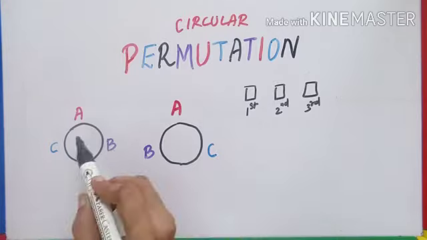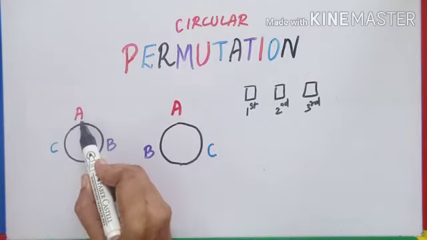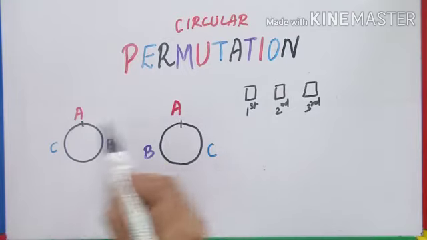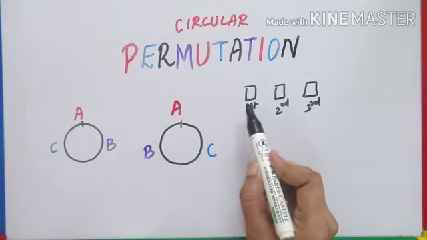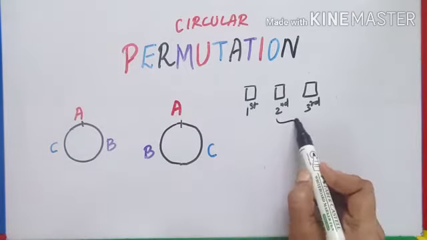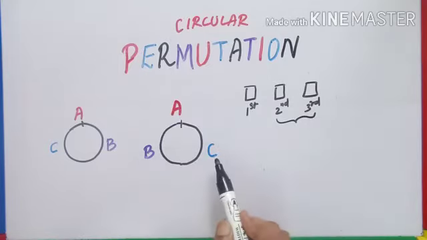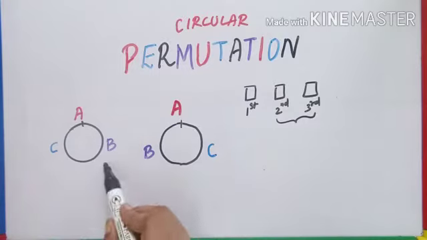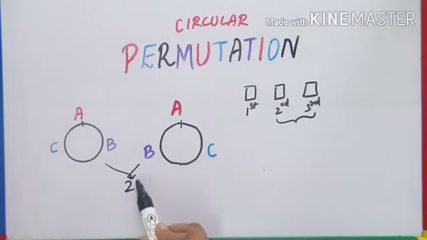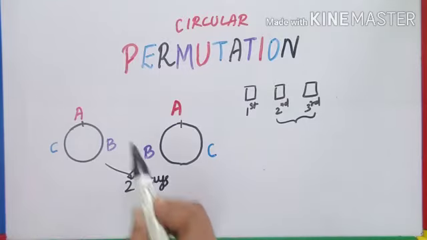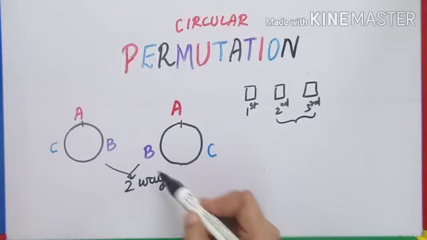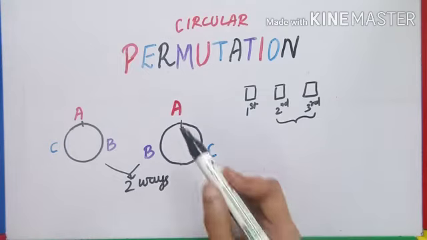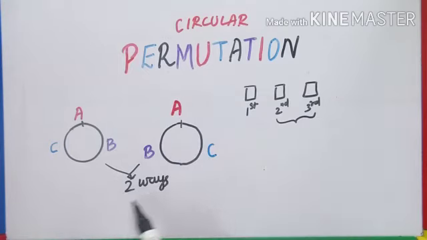So fix 1 person in the first place. The remaining 2. So A is fixed in a place, that being the first place. The remaining 2 places only we can arrange. Either B here and C here, or C here and B here. How many ways? 2 ways only. There are 3 people in a circular table or a circular arrangement. They can be seated only in 2 ways.